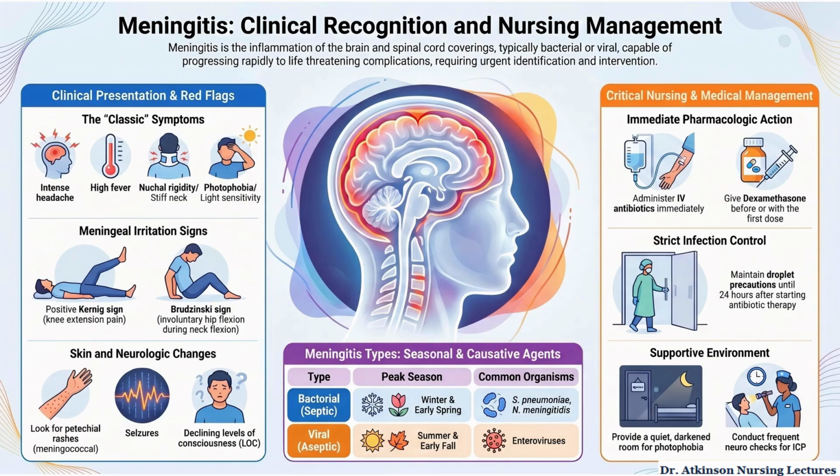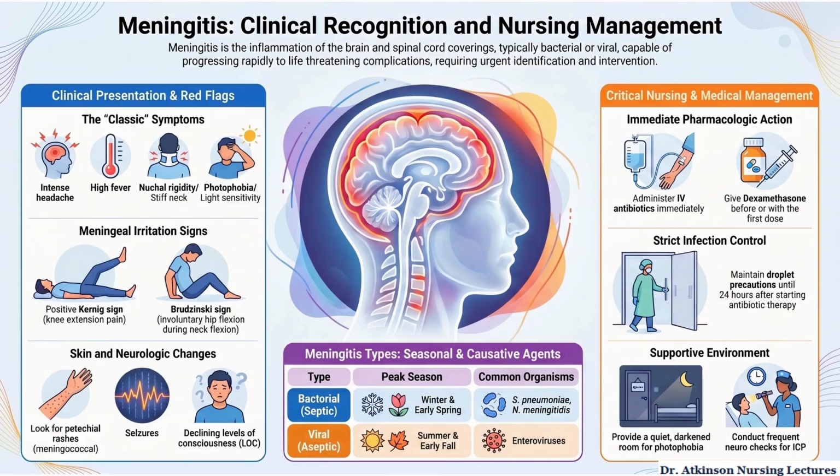Priority nursing actions include initiating droplet precautions immediately, obtaining cultures as ordered, administering IV antibiotics without delay, and ensuring dexamethasone is given before or with the first antibiotic dose when indicated. Nurses also play a major role in supportive care by maintaining a dark, quiet environment, controlling fever and pain, managing hydration carefully, and preparing for airway or seizure emergencies if neurologic status worsens.